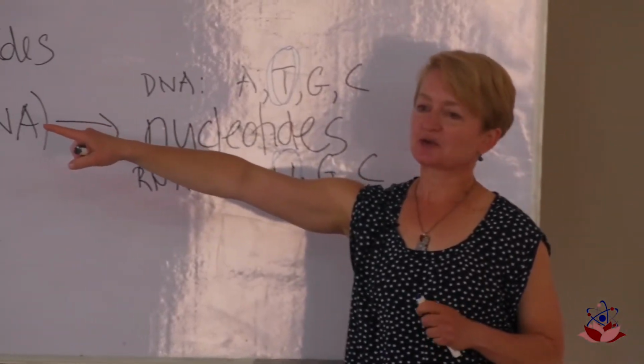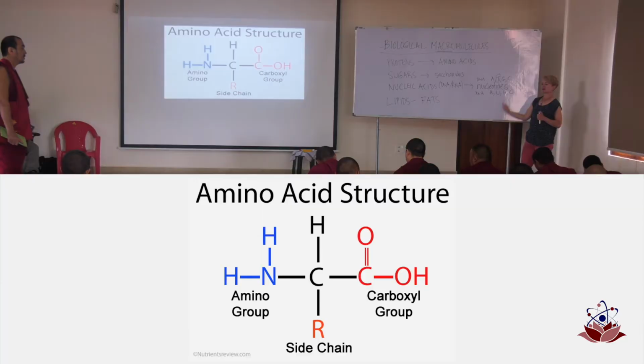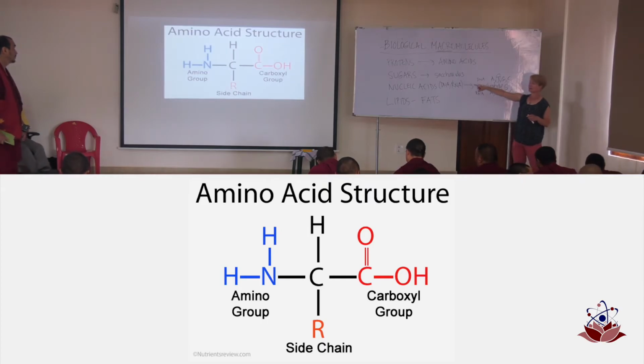So the individual units of a protein molecule are amino acids.